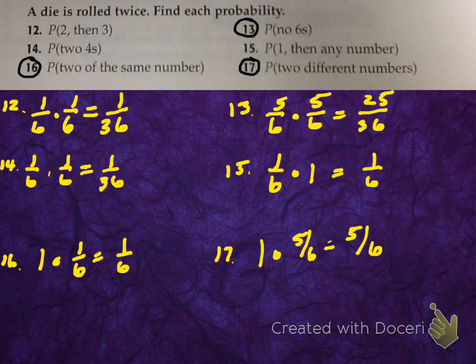So for 16, 1/6 is the answer. 1/6 of the time, you're going to get 2 of the same number. And for 17, 5/6 of the time, you're going to get 2 different numbers. Which makes sense, because when you roll 2 dice, you're going to do one of those 2 things. You're either going to get 2 different numbers, or they're both going to be the same. And those 2 add up to 1.